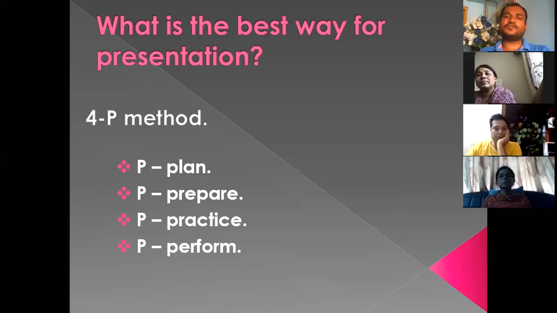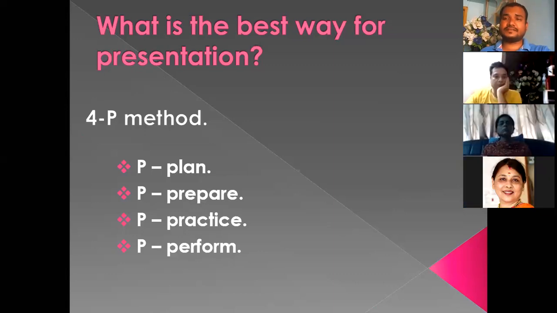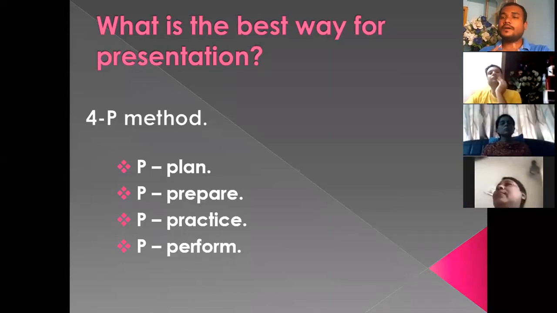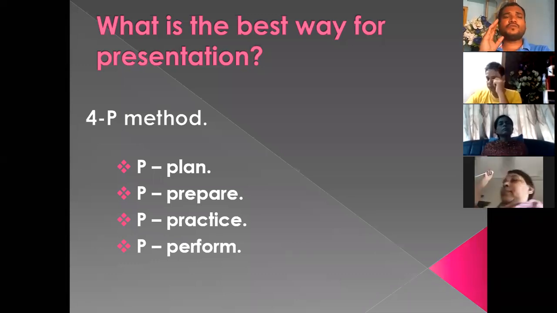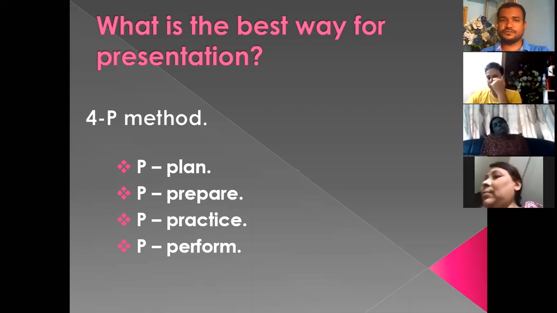The first P stands for plan. The second P stands for prepare. The third P stands for practice. And the fourth P stands for perform. So if you practice this formula, automatically you will be able to rock whatever you want to do, right?